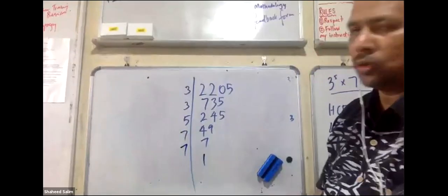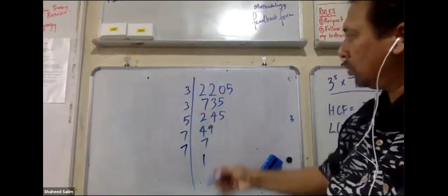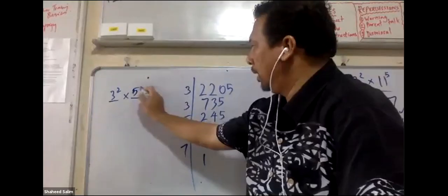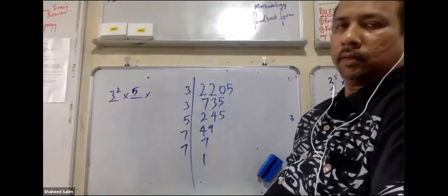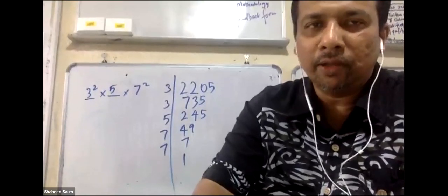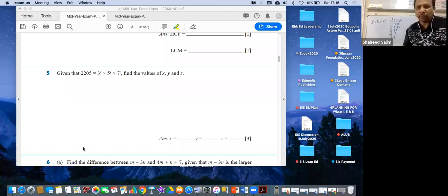So you write this as index notation. Tell me what is it as index notation? 3 to the power of 2, 5, 7 to the power of 2. Okay, good. Now let us look at the question. You can answer already. Look at the question. Tell me what's the value of x, what's the value of y.